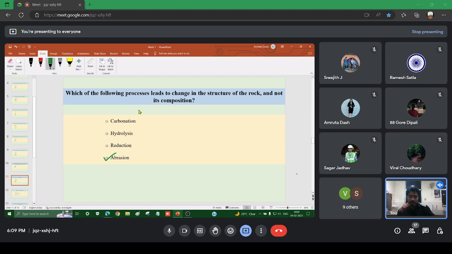So the first three are chemical processes which lead to the change in composition of the rock and soil. But if you say abrasion, then I'm talking about physical weathering, physical disintegration, which leads to change in the structure of the rock. So abrasion is the correct answer. It leads to change in structure of the rock.